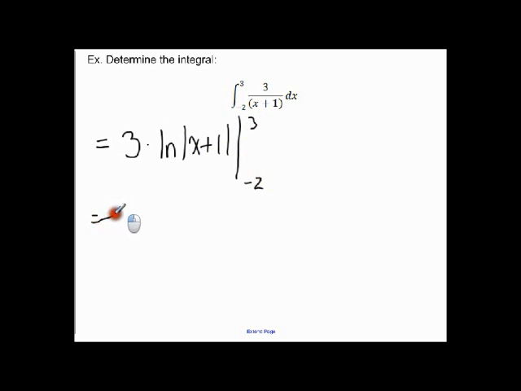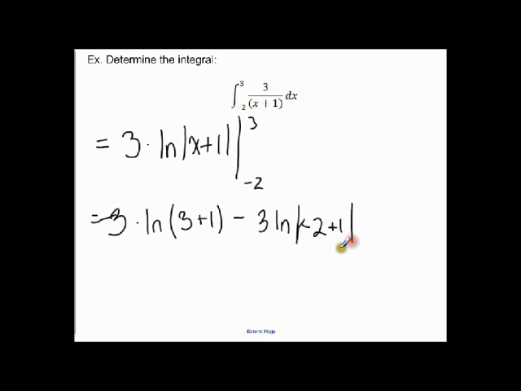Okay, so now let's actually do that, and what we get is 3 ln 3 plus 1 minus 3 ln -2 plus 1. Okay, so notice that now I'm not even putting c's in anymore because I'll have plus c here, plus c here, and they'll cancel out. Okay, and here I didn't even put an absolute value because this number is positive, right? So it doesn't need to be there.